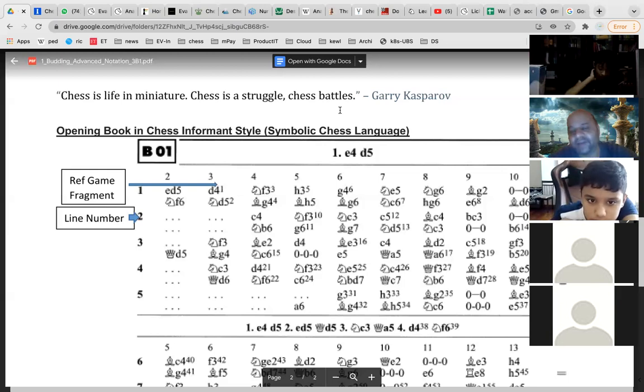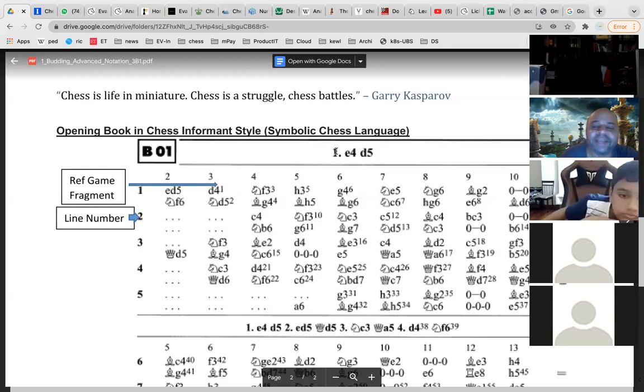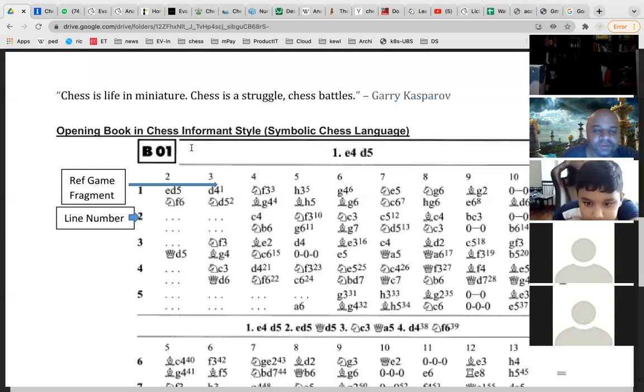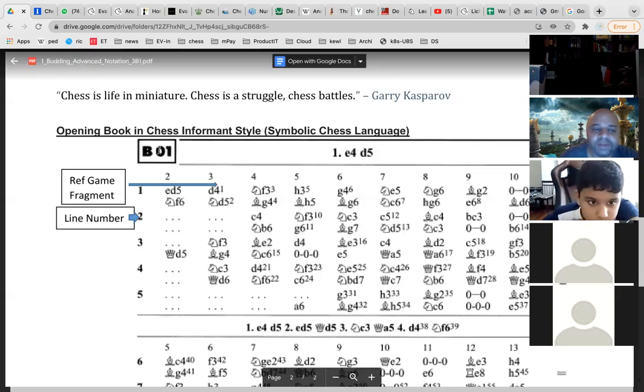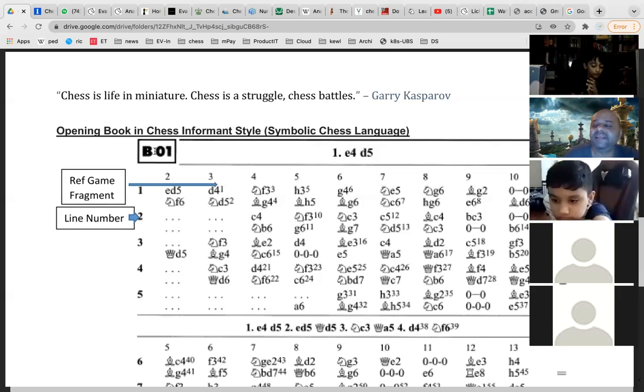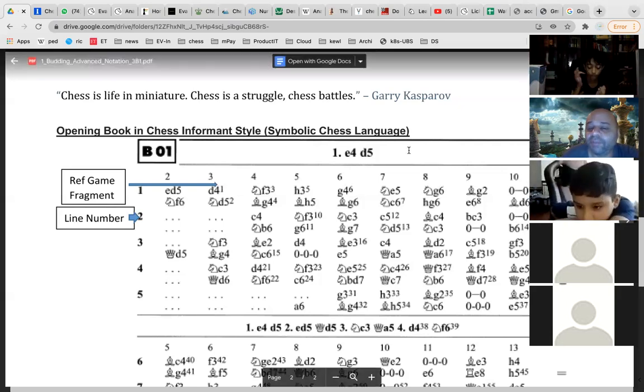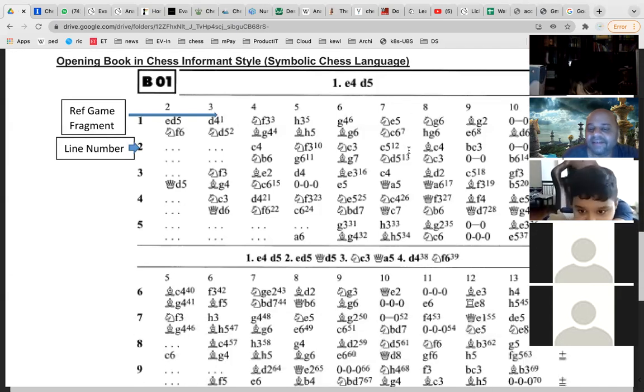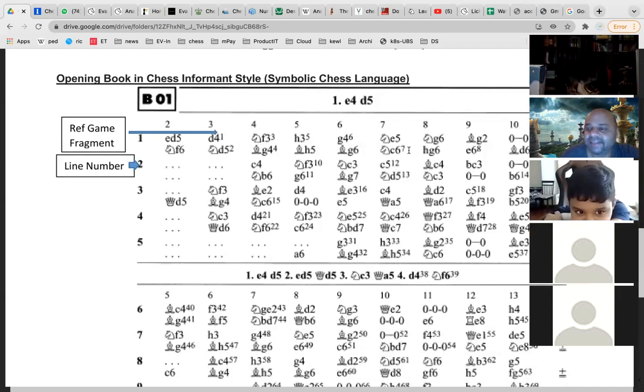So I'm going to explain how they used to write this opening encyclopedia. First of all, they created symbols like B01. They gave each opening a code, from A00 to A99, B00 to B99, C00 to C99. So there are A, B, C, D, E, 5 volumes, and each volume has 100 codes, 00 to 99. Within each code, there is one line of opening described, so 500 total lines are described in 5 volumes.